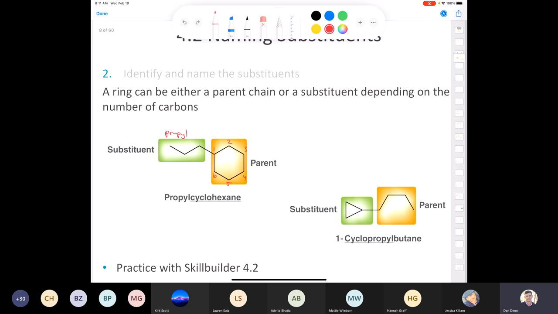Remember, when we're numbering carbons, we can't go 1, 2, 3, 4, 5, 6, 7, 8, 9. It doesn't work like that. We can't backtrack over a carbon. That would require you to step back over this carbon, and you can't do that. So the longest chain in this case has 6 carbons.